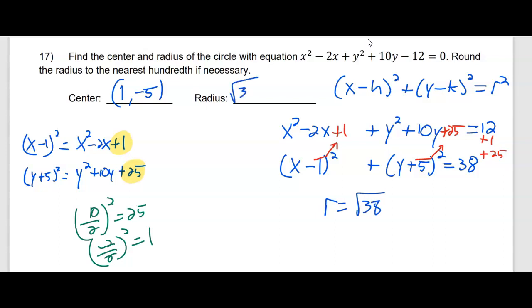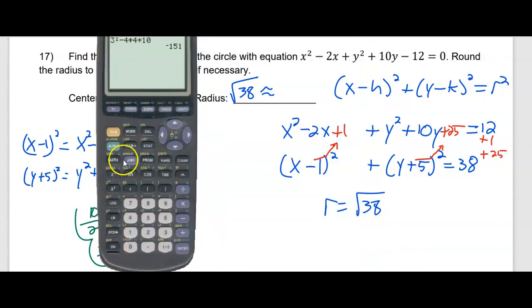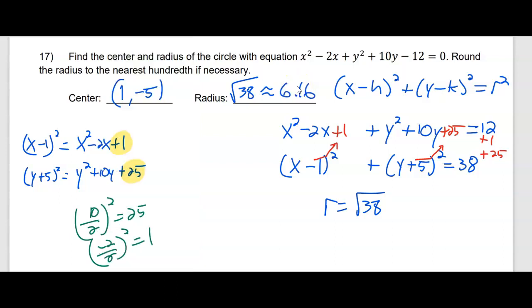I would accept that. But they also say round if necessary. I really don't know why this is necessary unless you're trying to graph it. But we can take the square root of 38 to get an approximation to the nearest hundredth, and we're looking at 6.16. Okay.